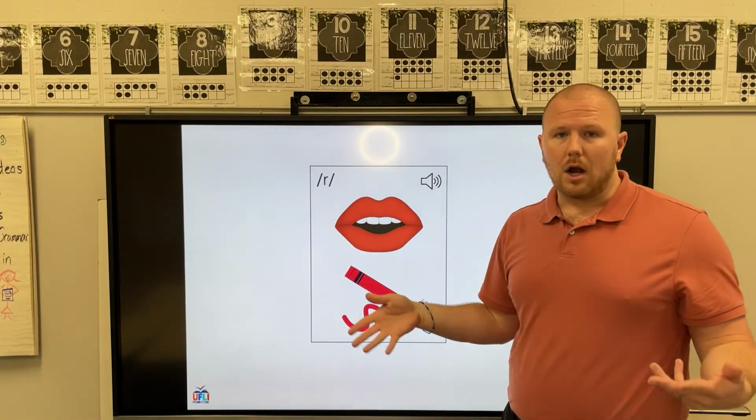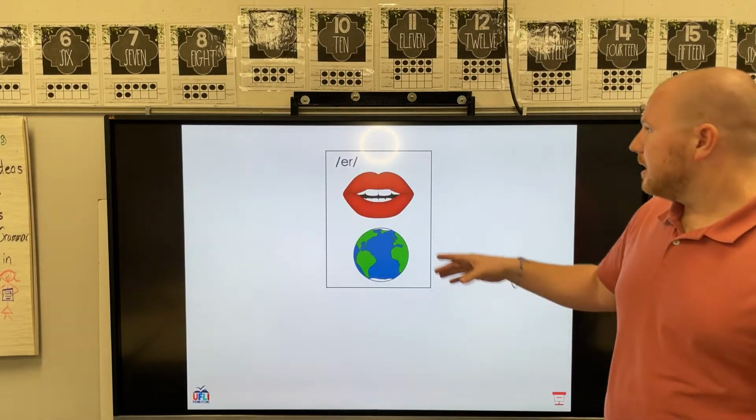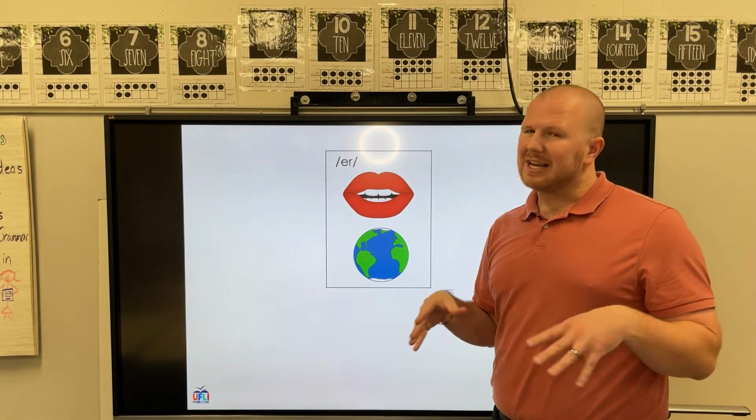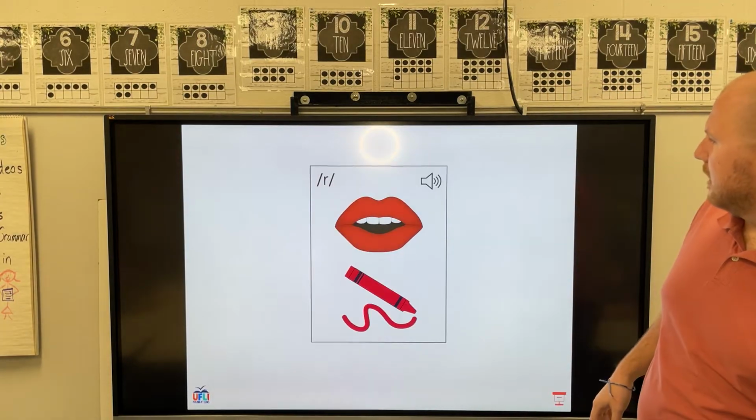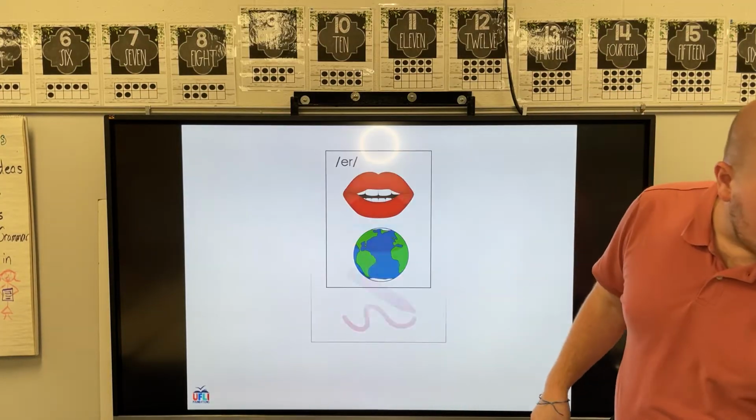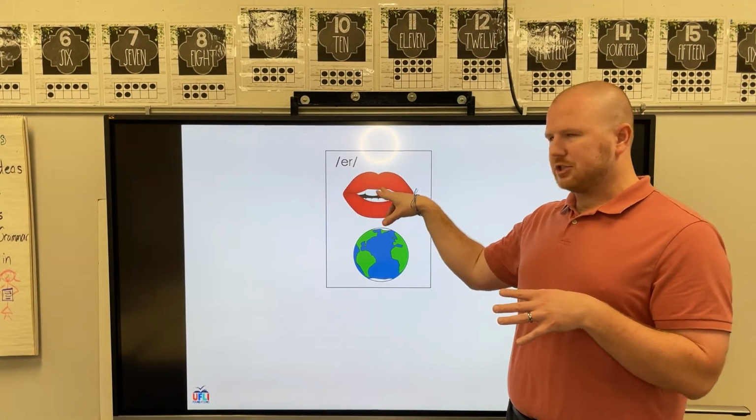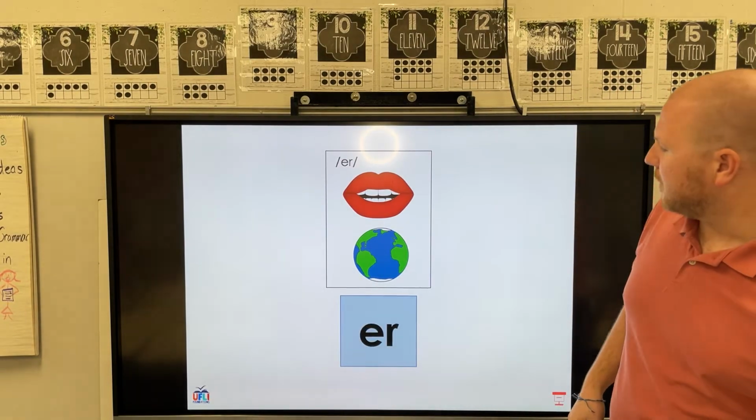So, it's like R. R says like at the beginning of a word, but has a little bit of a different sound. Okay, if you look at the picture of the lips, you don't see the bottom teeth, but when you say it, you see both sets of teeth. That's how it should look. And here's our spellings for that.